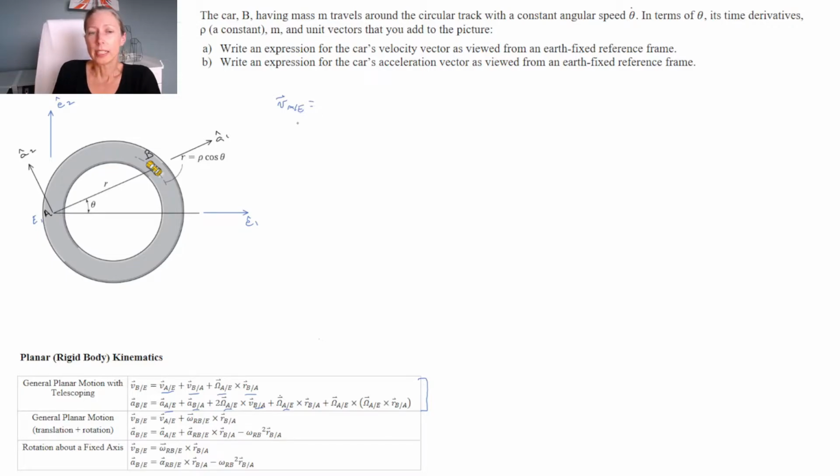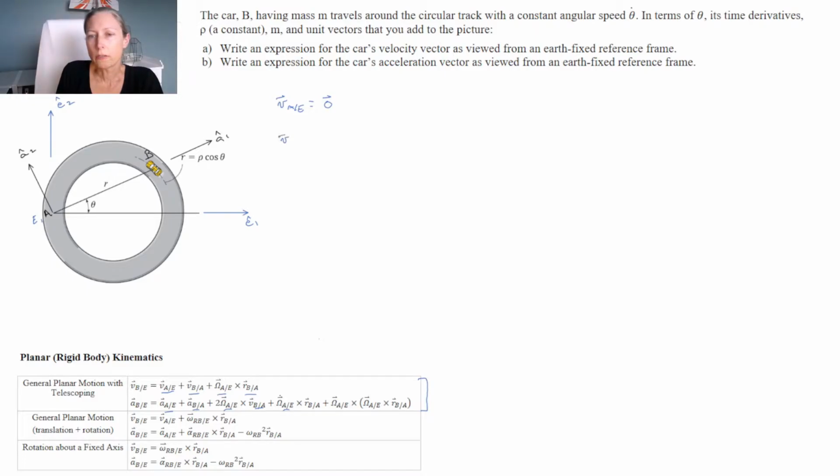Now notice that A is not moving with respect to E. It is rotating, but it is not moving. And so its linear velocity must be the zero vector. All right, so we're off to a good start.